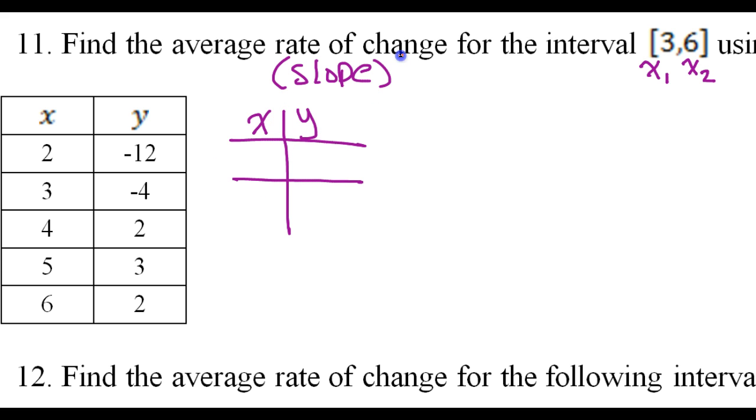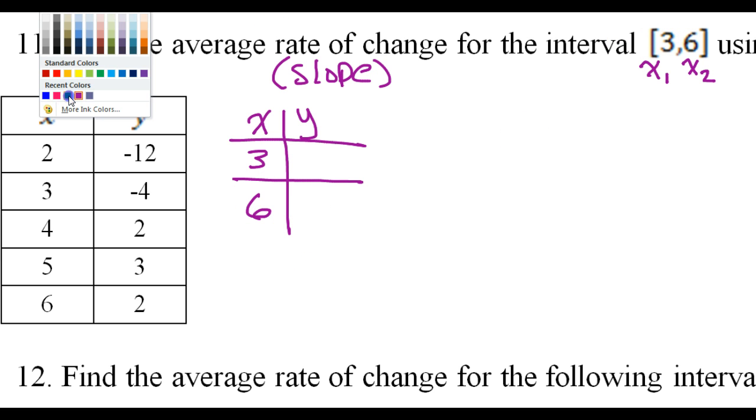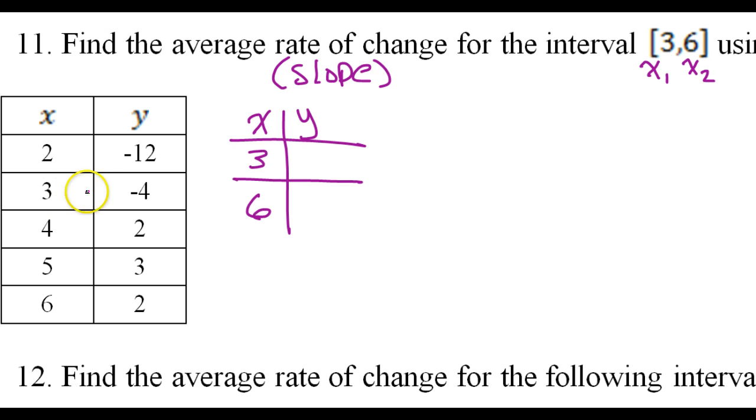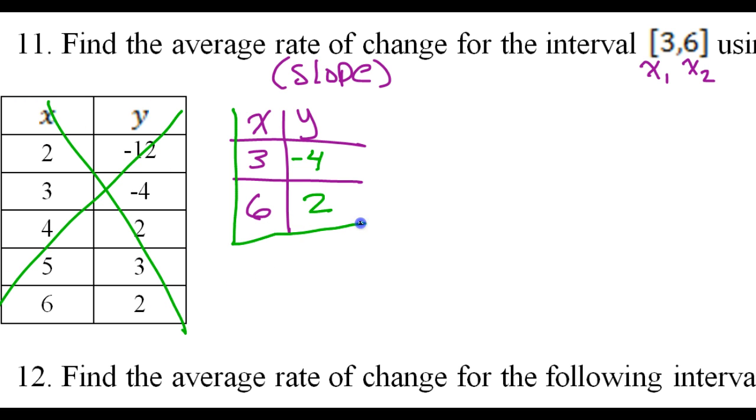Okay, so to find this rate of change, to find this slope, we need two values. And they gave us the x values. So the x values are 3 and 6. So what we need are the y values that go with these x values. Oh look, 3 goes with -4 and 6 goes with 2. So once we have that, we can just forget about this table and just use our little small table. Okay, this is what we will use to find the slope.